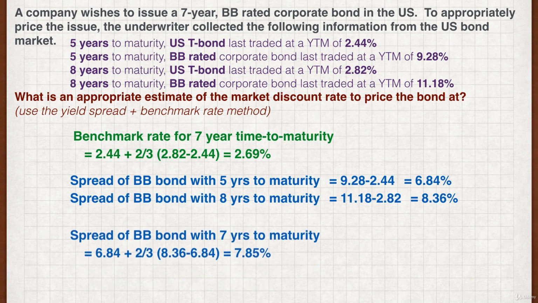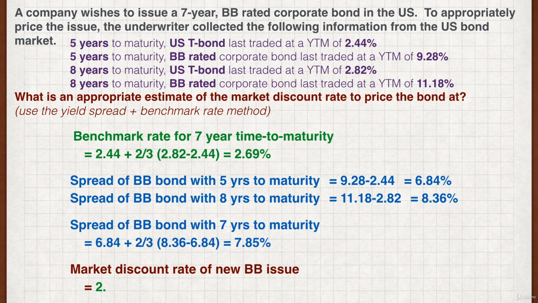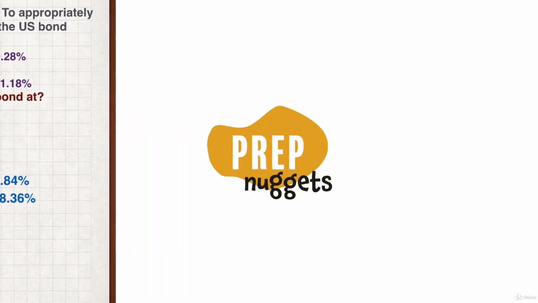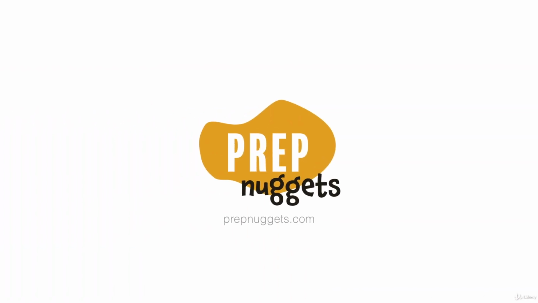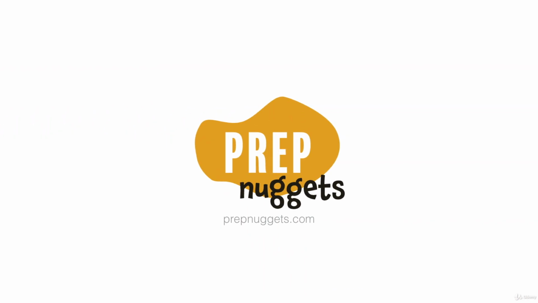The market discount rate of the new bond issue is simply the sum of the benchmark rate for 7 years and the spread of a BB bond for 7 years. Adding the two, we get an answer of 10.54%. And that concludes this lesson on quotes and calculations for bond prices. In our next lesson, we shall discuss the differences in yield measures for fixed-rate bonds, floating-rate notes, and money market instruments. See you soon!